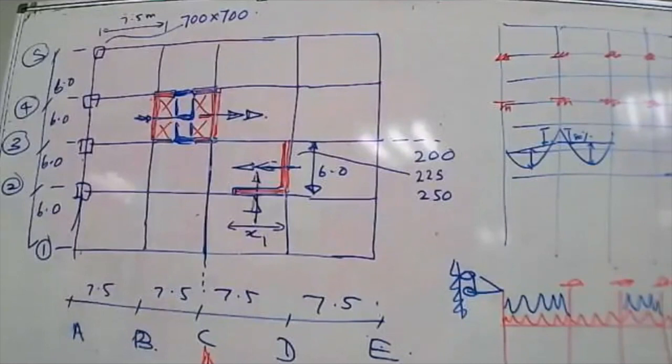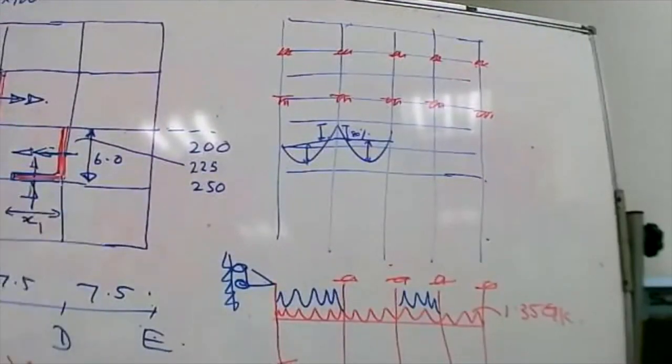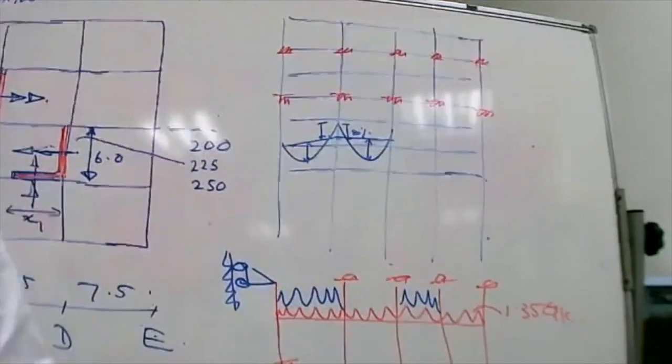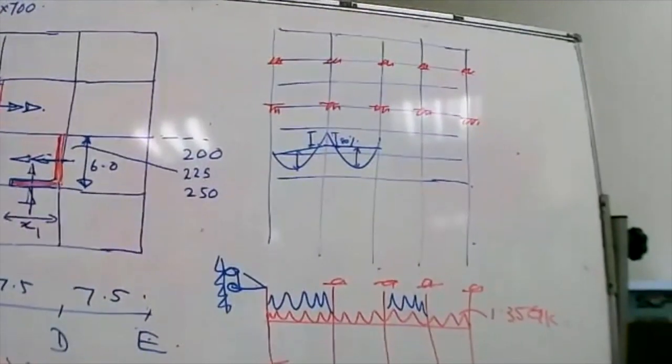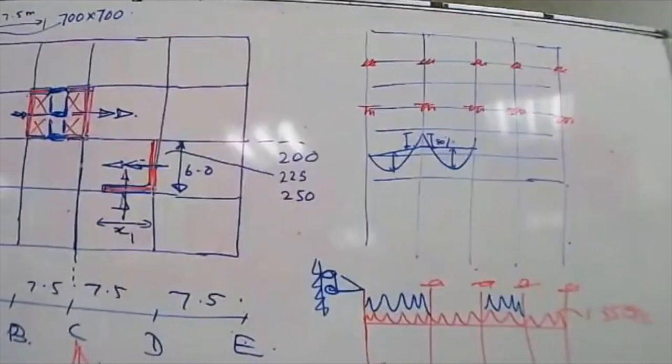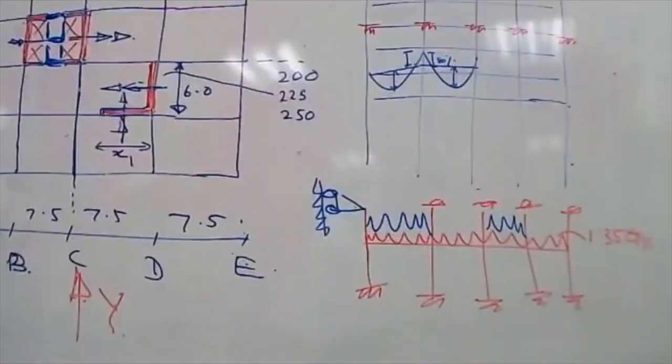Okay, so what happens is, codes allow up to about 20-30% redistribution, but generally I would not do more than 20% redistribution. So redistribution means we are reducing the bending moment over the support, and then allowing it to be compensated by increasing the bending moment.